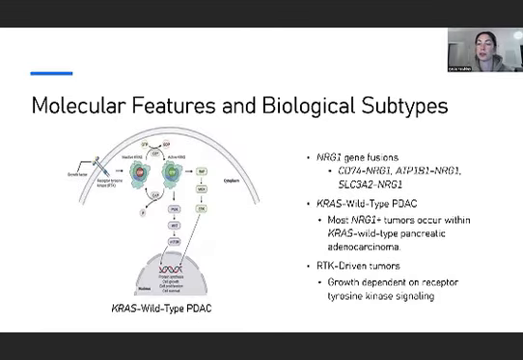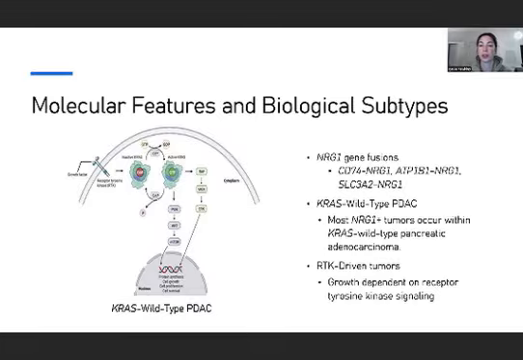Some molecular features of this cancer, starting with the NRG1 gene fusion. A typical NRG1 gene is going to produce ligands that act as a growth factor and bind themselves to RTKs, or receptor tyrosine kinase receptors, and signal downstream for cell growth, cell proliferation, etc.